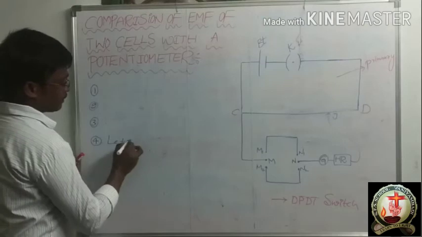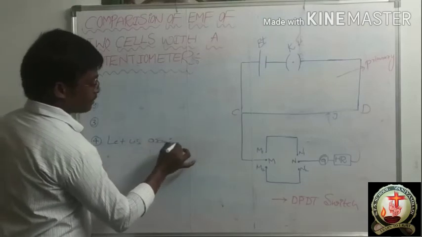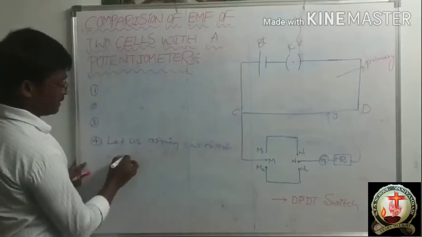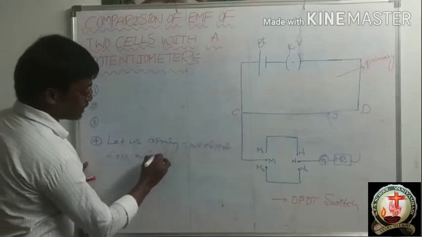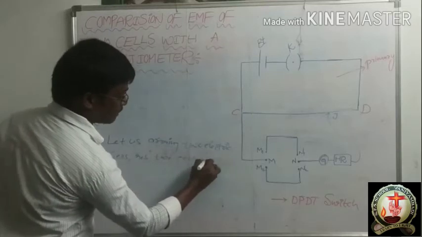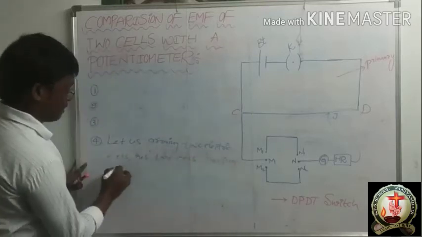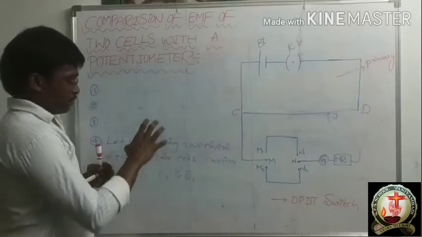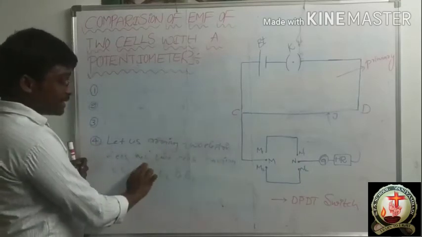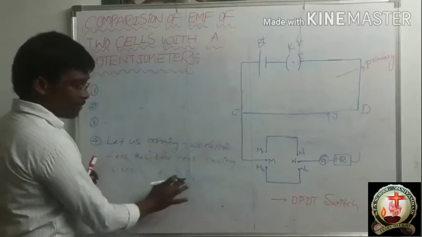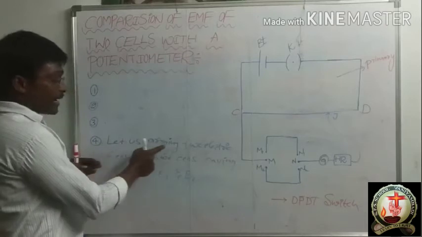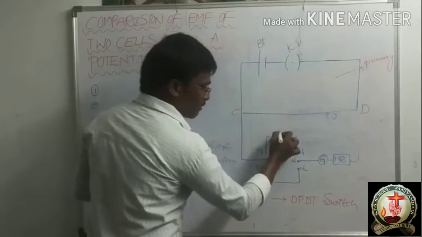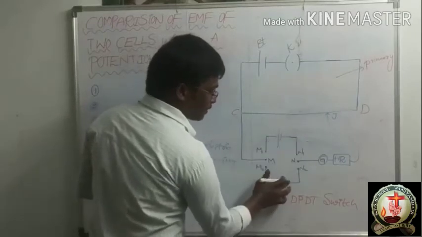Let us arrange two electric cells. These two cells having EMFs E1 and E2, where we are arranging these two electric cells in the DP-DT switch. Here I am arranging one electric cell.